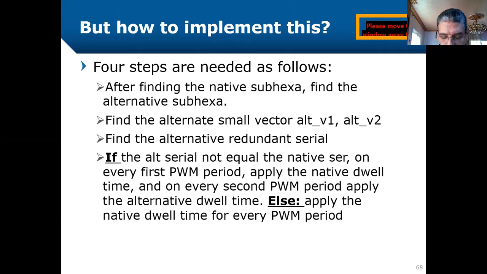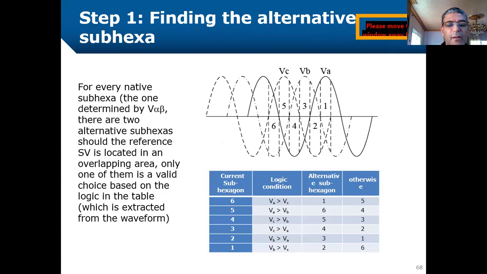Okay, as we say that, we always have a method to find the alternative serial. And if we couldn't find an alternative serial, then the native serial is the only option. We then need to consider only the native V1 and V2 and the native T1 and T2, and we have only one representation for the space vector. Okay. Step 1, find the alternative subhexa.